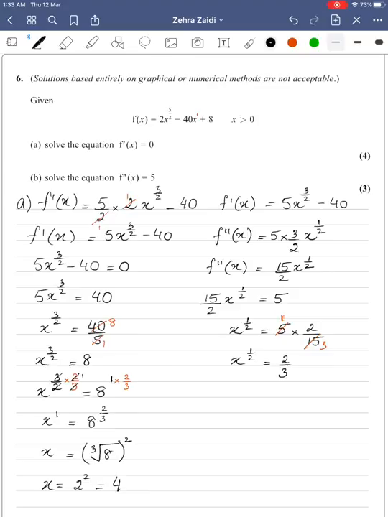But we need to solve for x, so we need to have x and not x to the power of half. So x to the power of half is in fact square root of x. So we have square root of x is equal to 2/3. So to get rid of the square root sign, we square both the sides. So the square and the square root cancel each other, and now we have x is equal to 4 divided by 9, and that's our final answer.